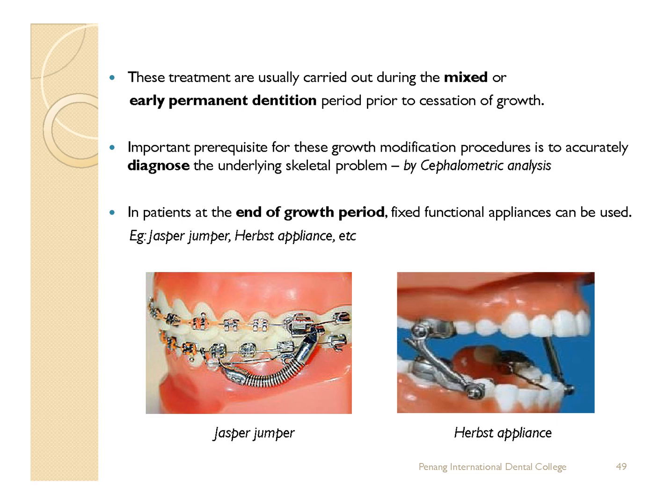Right. So in this slide, you can see that if the patient is at the end of the growth period, you have to give something like a fixed functional appliance, right? Example, your Jasper jumper or your Herbst appliance, right? So this will be taken separately for you.